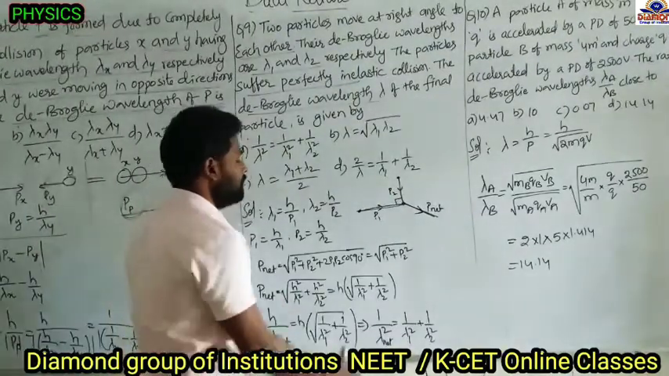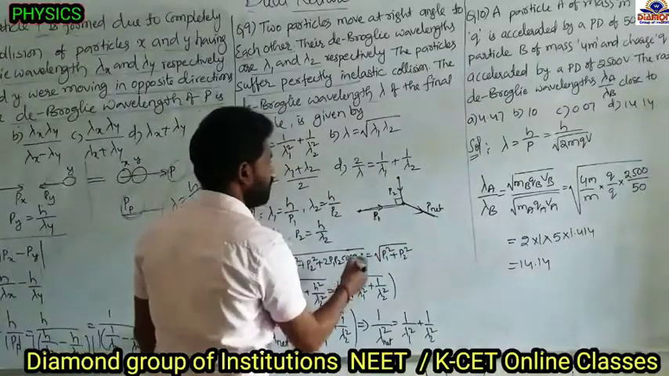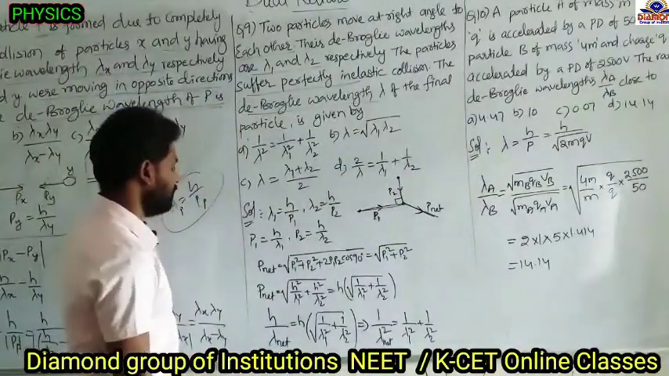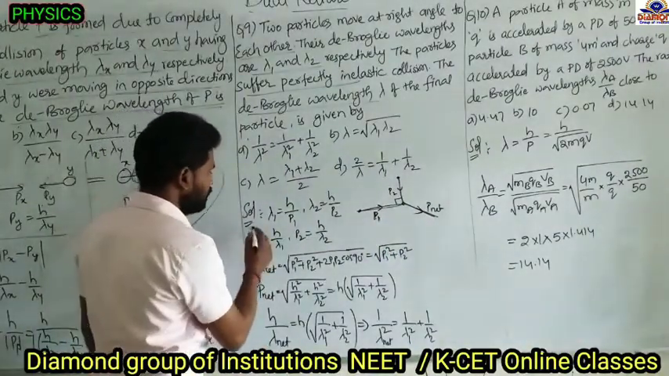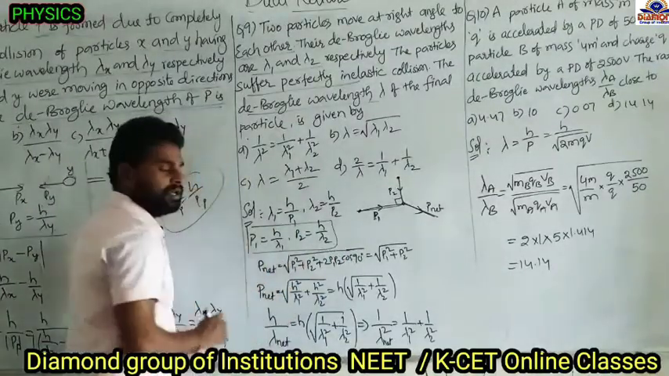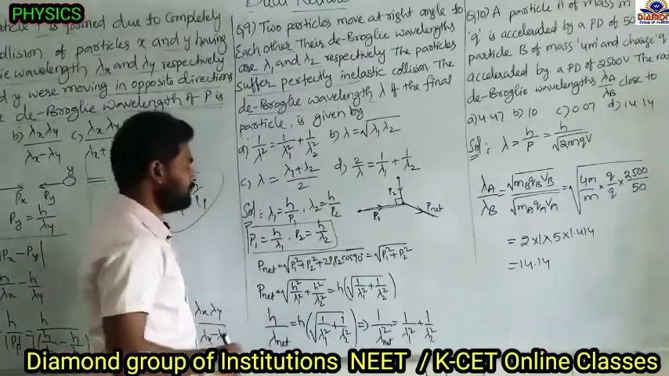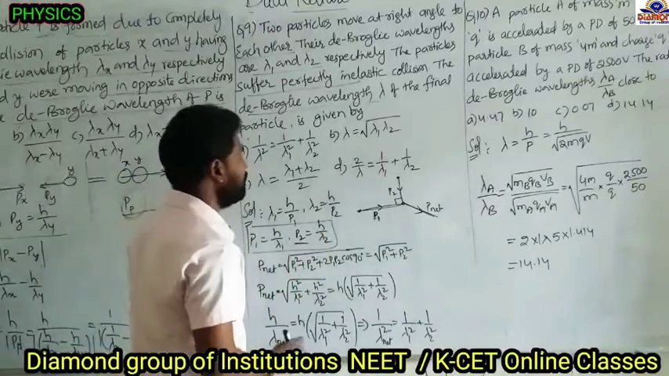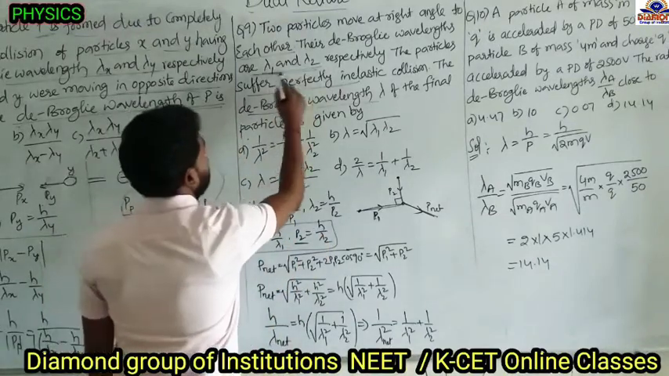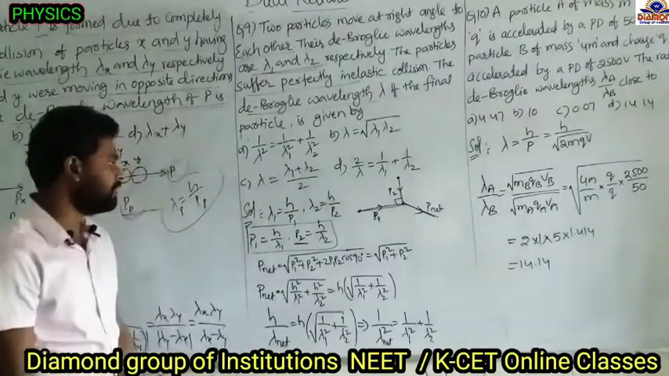So they collide, stick together and move together. Now, p1 is the momentum of the first particle and p2 is the momentum of the second particle, as we already discussed in the previous problem. So the momentum of the first particle p1 equals h by lambda 1, and the momentum of the second particle p2 equals h by lambda 2. They have given the wavelengths lambda 1 and lambda 2 of the first and second particles.